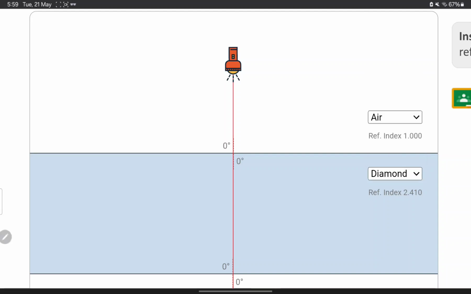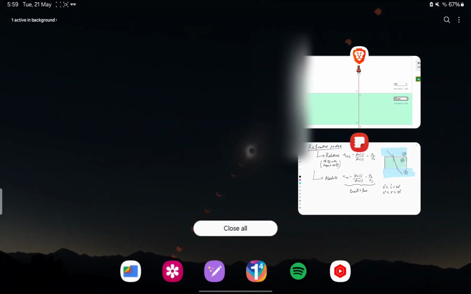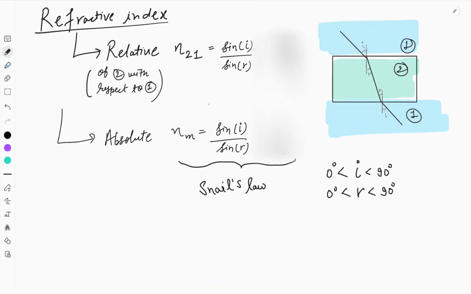How cool is that? No matter which material you take, the light just passes through. It doesn't refract. And how do we explain that? How can you calculate that? It is very easy. Let's say we have glass as our medium, and for glass the absolute refractive index is around 1.5. So this Nm is 1.5, right?